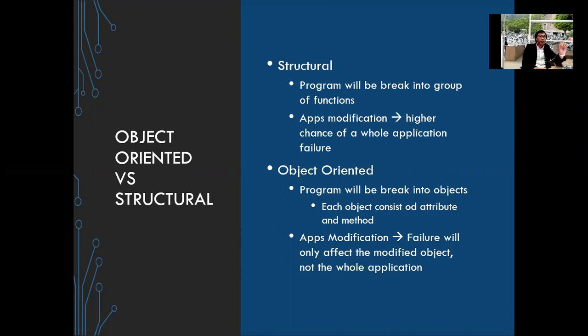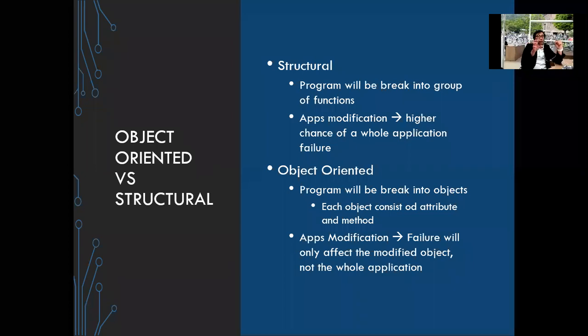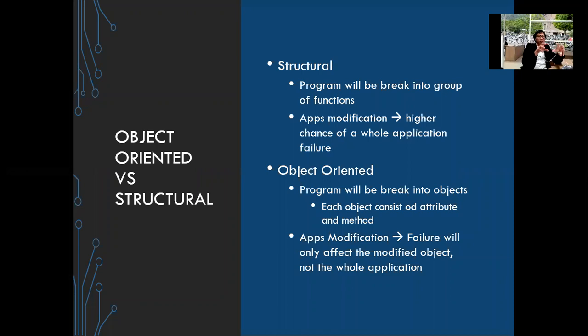Why? Because basically the application or the program will be broken into objects, and each object will consist of attributes and methods. So if there is a modification of the application, the failure will be clusterized, grouped into the object, and it will only affect the object itself, not the other objects. We can say that the object-oriented approach is a group of objects, not a group of functions, where an object consists of attributes and functions.